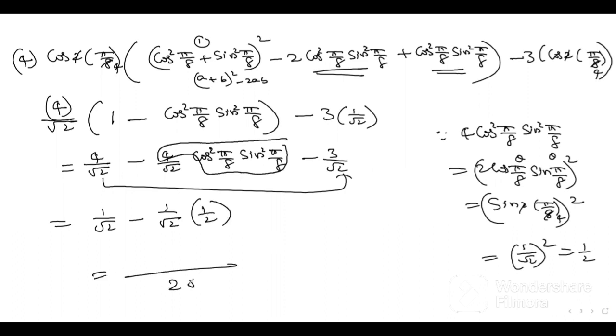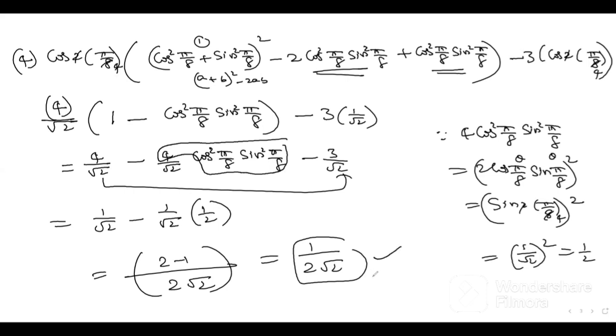Here what is the LCM? 2 root 2 is the LCM. So 2 minus 1, 2 minus 1 is nothing but 1, denominator 2 root 2 is there. What is the answer? 1 by 2 root 2.